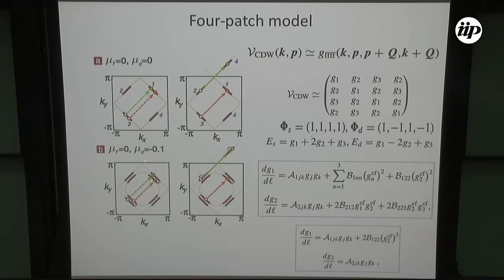Now, if one of them is slightly away from half filling, then let's see what happens. First of all, this process here, the one I call G1, at some point is not going to be allowed anymore, because when I add these two momentum exchanges, they don't satisfy a reciprocal lattice vector anymore. There's a little piece missing. That's true for the G1 and the G3. So those start to drop out of the picture.